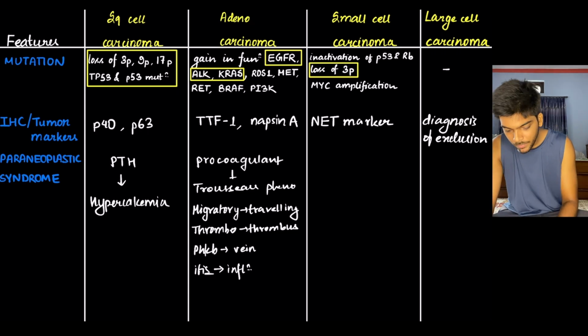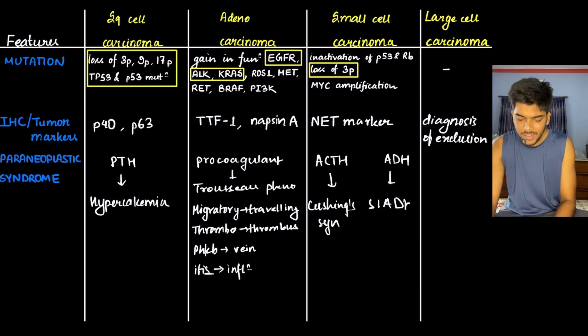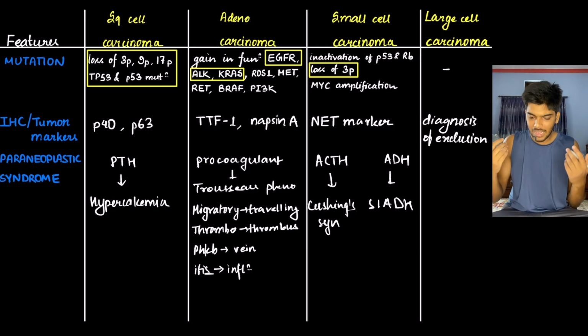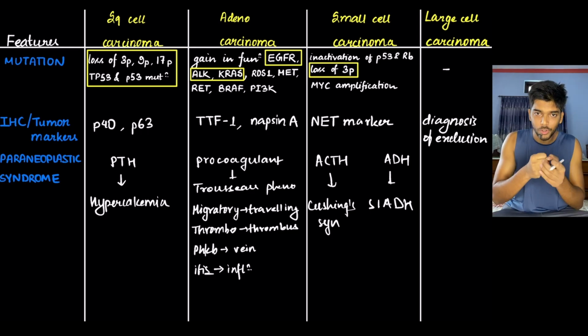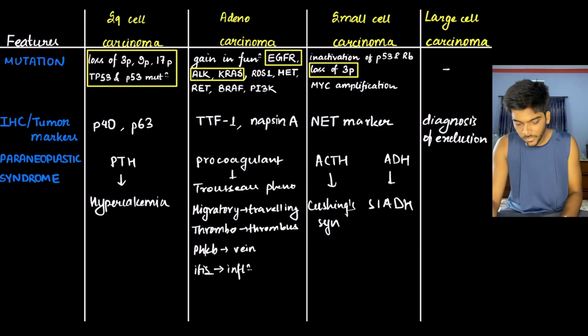Small cell carcinoma produces ACTH and ADH. Too much ACTH leads to Cushing's syndrome. Too much ADH leads to SIADH. Simple, SIADH means syndrome of inappropriate secretion of ADH. There is, after all, inappropriate secretion of ADH due to the formation of the tumor. The tumor is secreting ADH. It's not physiological ADH. It's being secreted by the tumor.